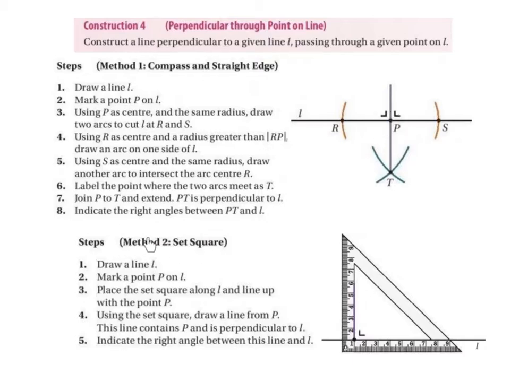Method 2 is the set square. Draw the line L. Mark a point P on L. Place a set square along L and line up with the point P. Using the set square, draw a line from P. This line contains P and is perpendicular to L. Indicate the right angle between this line and L. So obviously this method shows no construction lines, and it is much quicker and much easier, but sometimes it might be better to use the compass method so that you can see your lines of construction. Don't rub out your construction lines.